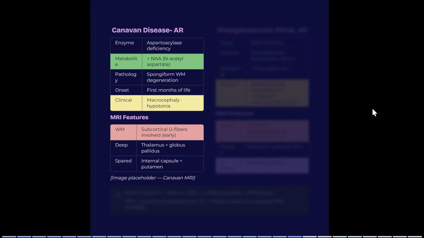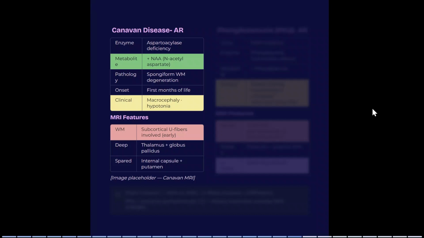Now, how it will present is that there will be subcortical U fibers involvement early in the disease. Thalami will be involved, globus pallidus will be involved, internal capsule involved, putamen will be spared. So think of it like that: it is involving the deeper structures like thalami and globus pallidus, as well as subcortical U fibers very early.